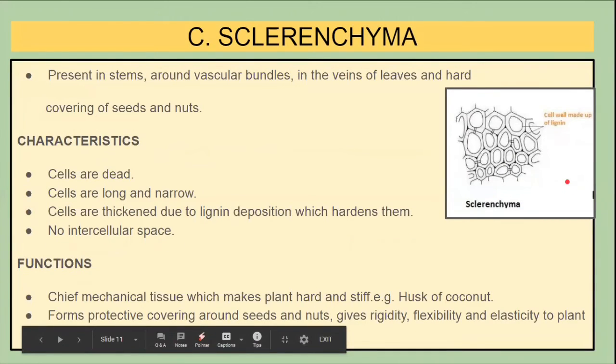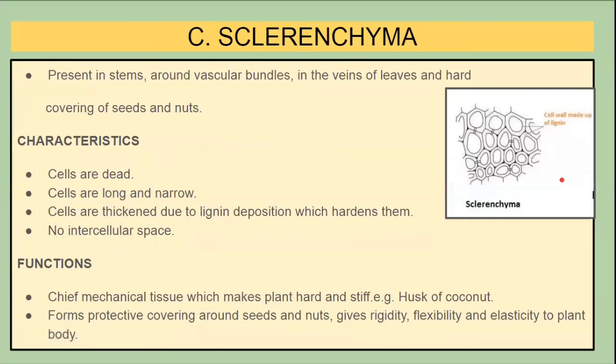Sclerenchyma. Sclerenchyma cells are dead cells. They are present in the stems. They are present around the vascular bundles. They are present in the veins of leaves, and they are present in the hard coverings of seeds and nuts.